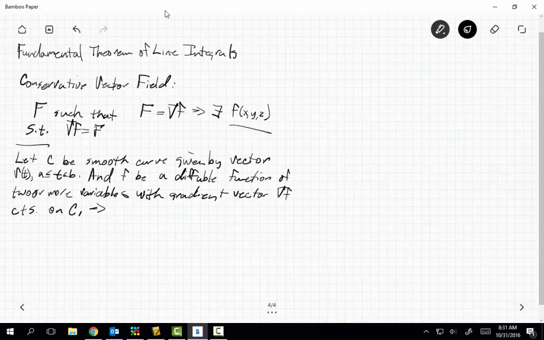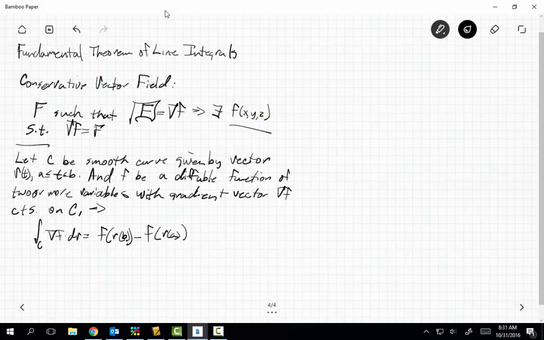All right, this implies, now here's the punchline. You ready? This implies that the line integral across C of gradient f dot dr, and remember, gradient f is just another way of saying this vector field, is equal to little f of r of b minus little f of r of a.